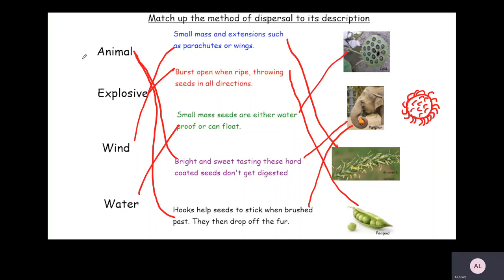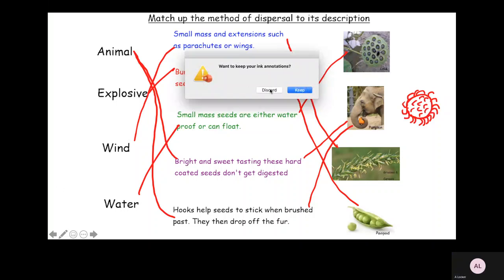If you want to, you can obviously write all of this out into your books. You don't have to do that though. But unless you've got a printer at home, you're not going to be able to print this worksheet off. So you're either going to want to write it out or save it, and then you can print it off when you're back in school, if that makes sense. Okay, right, let's go back to the lesson.